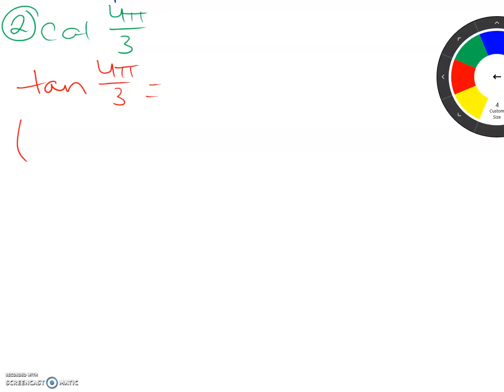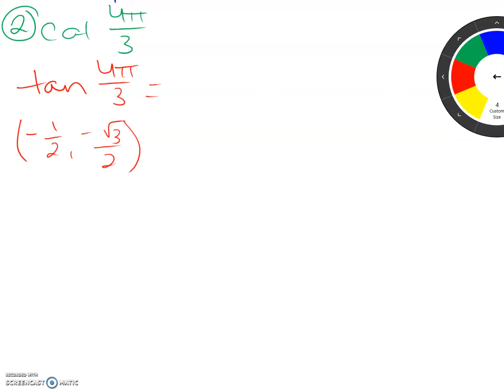Number 2. This one is another cotangent. This time it's cotan 4 pi over 3. Well, 4 pi over 3 is on our circle over there in quadrant 3. I'm going to start by looking at tangent. My coordinate at 4 pi over 3 is negative 1/2, negative root 3 over 2.